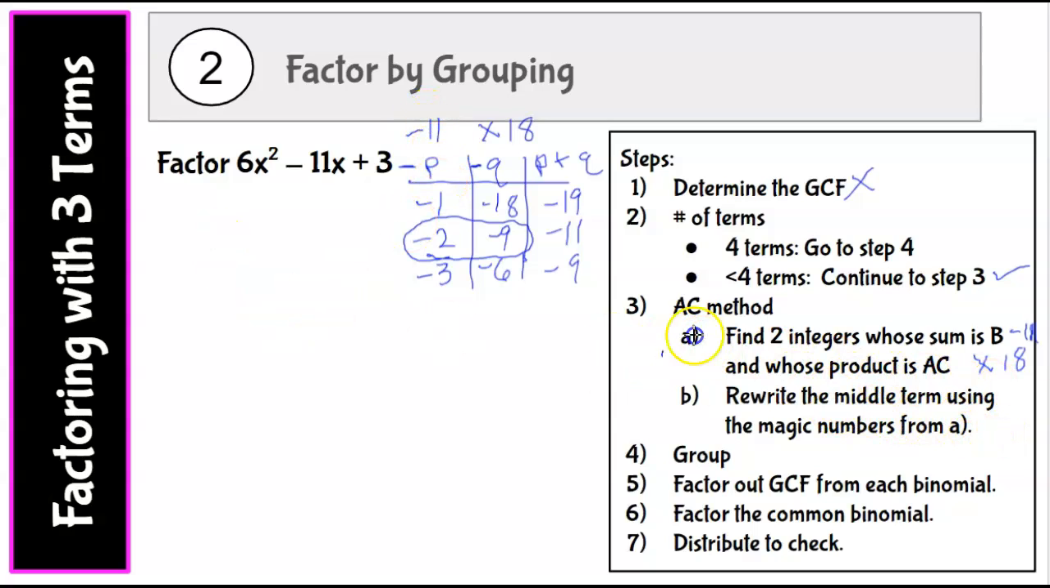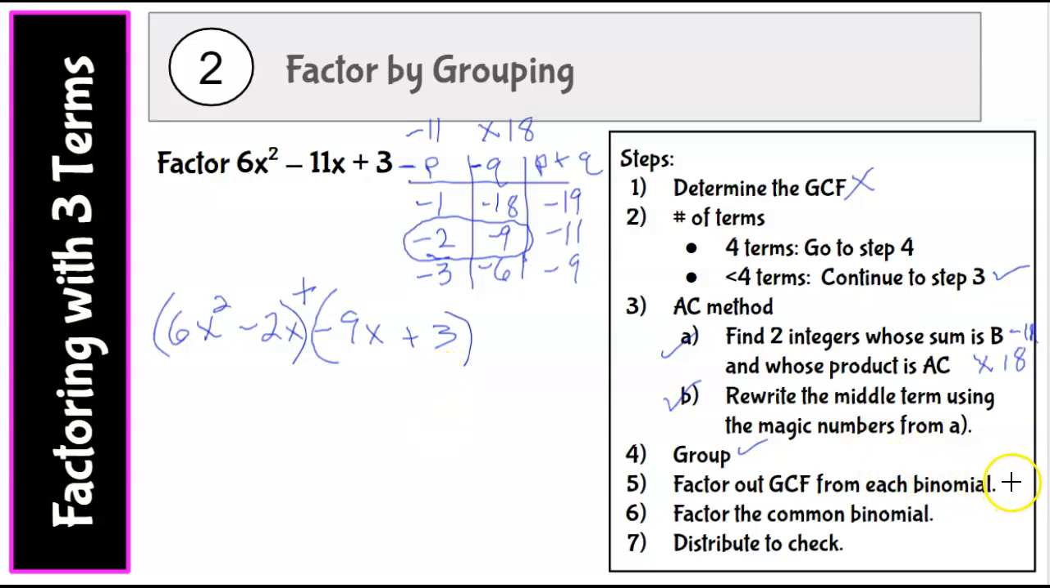Now I've done this step. Now I rewrite the middle term using the magic numbers. So 6x squared minus 2x minus 9x plus 3. Done. Negative 11 is negative 2 and negative 9. Then I'm going to group. I'm going to cheat, but I'm going to put a plus there to remind me that it's not factored yet. All I did was group these two together.